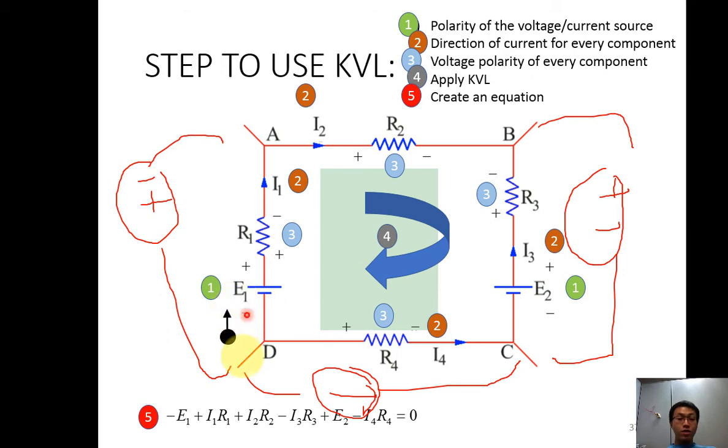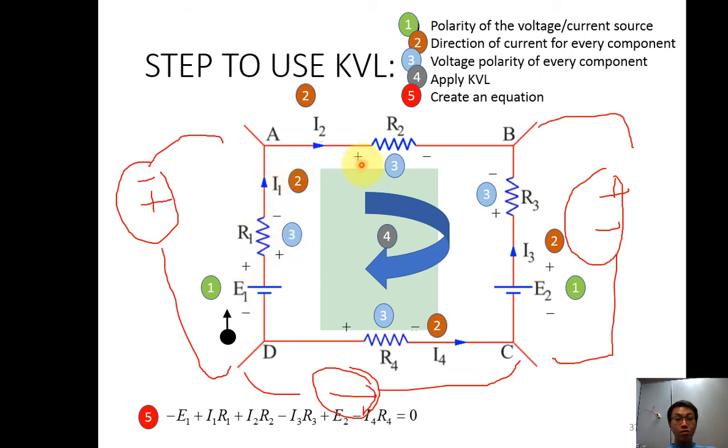I found negative first, so minus E1. Then I go again. I found positive first, positive I1 times... I want to find the voltage across here. So V equals IR. So I times R1 is my V, and it is positive.